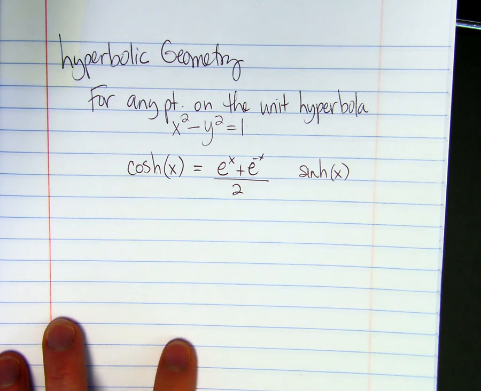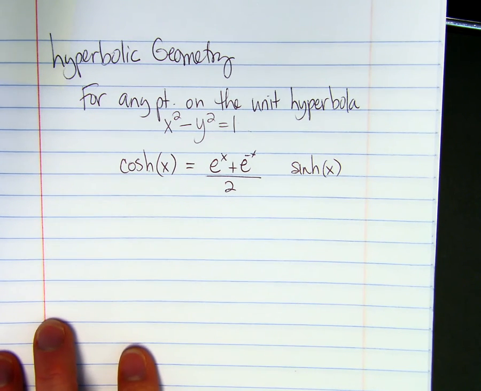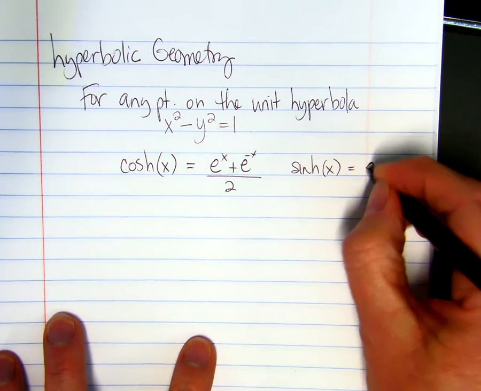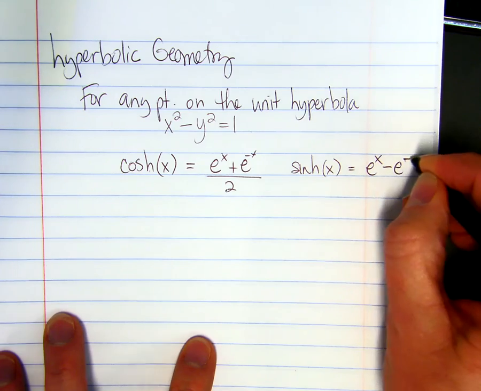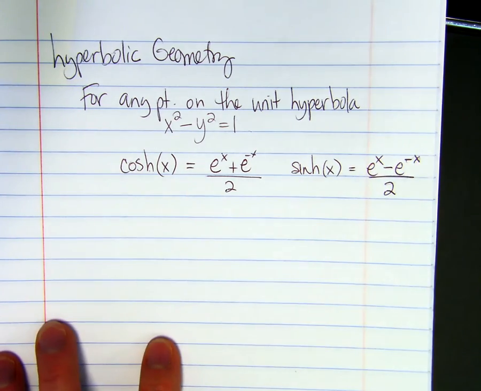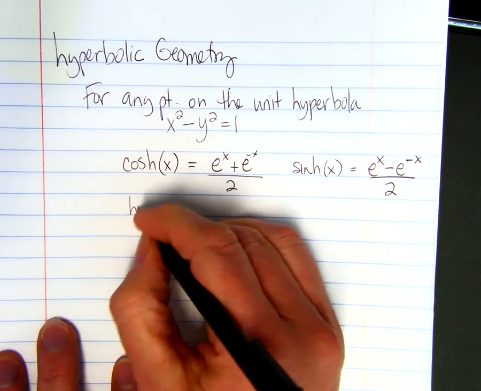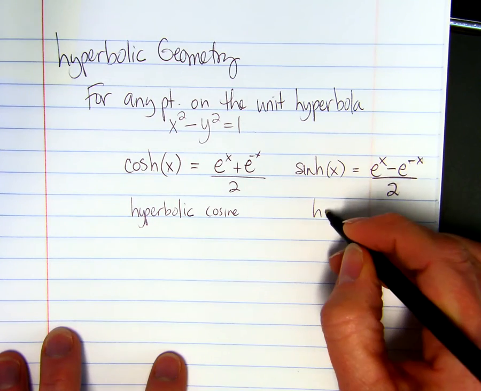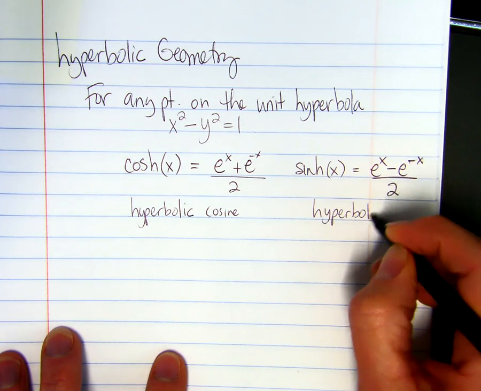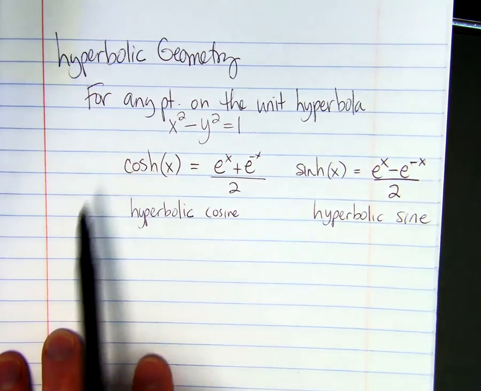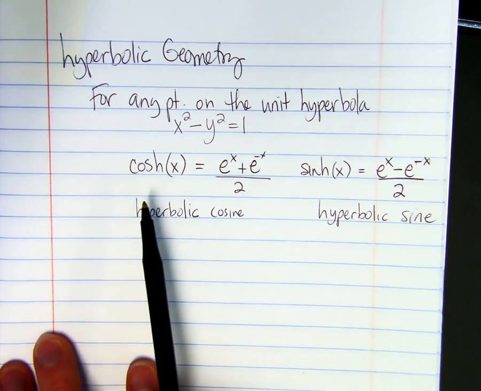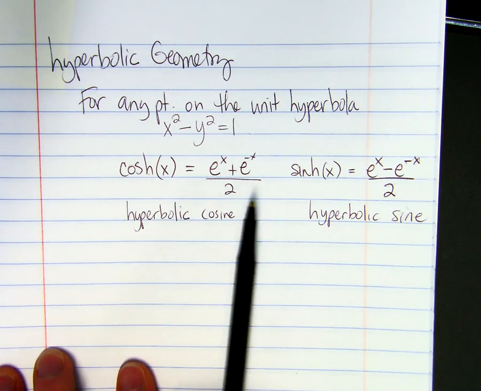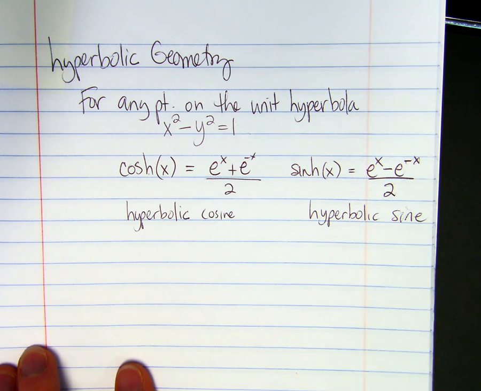This is actually called the hyperbolic cosine, and this one's called the hyperbolic sine. I've always said cosh, but I think you're supposed to just say hyperbolic cosine, and hyperbolic sine. I never wanted to say it all the way out, so I said cosh. Yeah, we're going to end the lesson there.